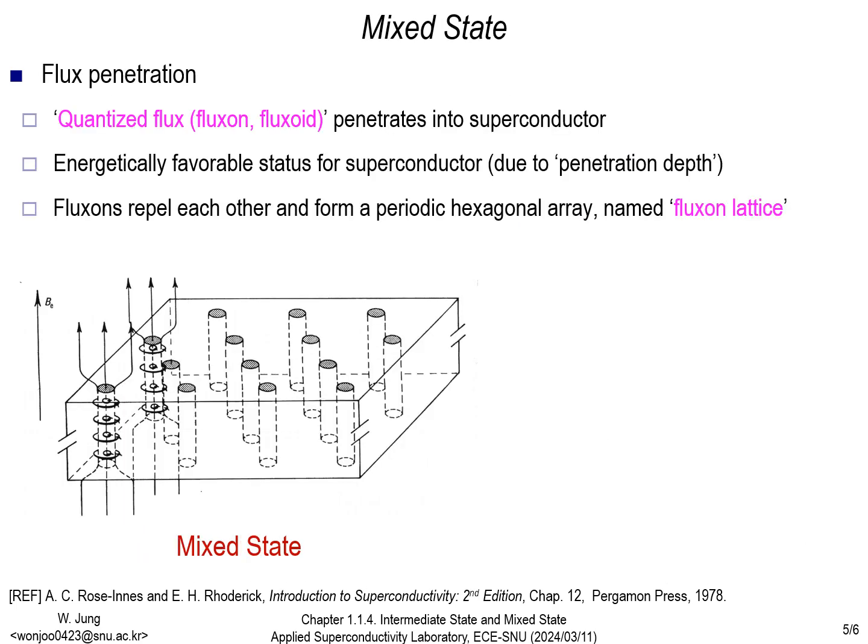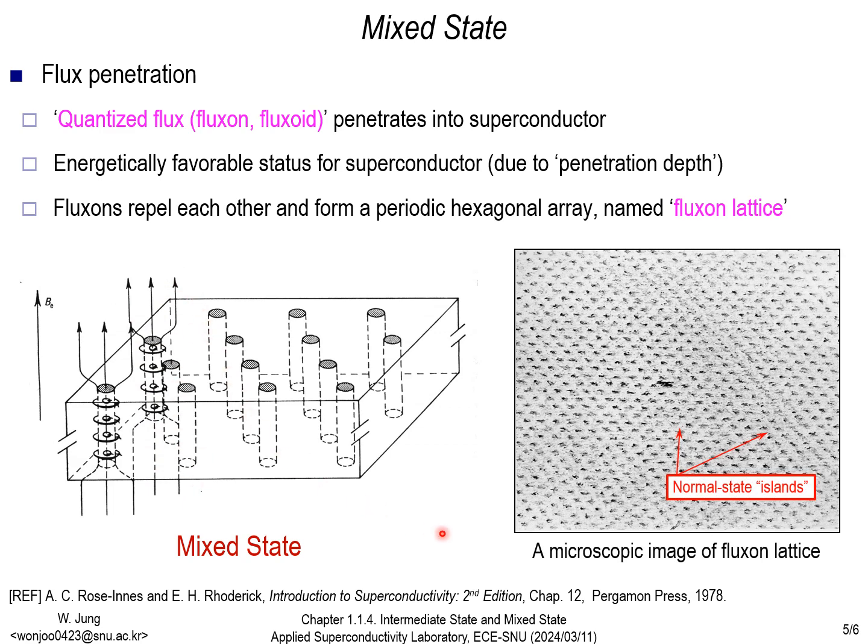Here, we discuss a different phenomenon called the mixed state. The mixed state occurs when quantized flux penetrates into the superconductor, forming a fluxon lattice. This mixed state is energetically favorable for the superconductor and creates normal state islands within the superconducting matrix, a key distinction from the intermediate state we discussed earlier.